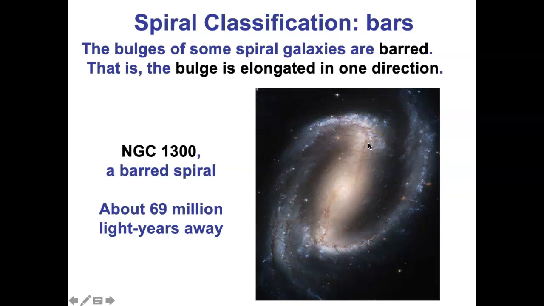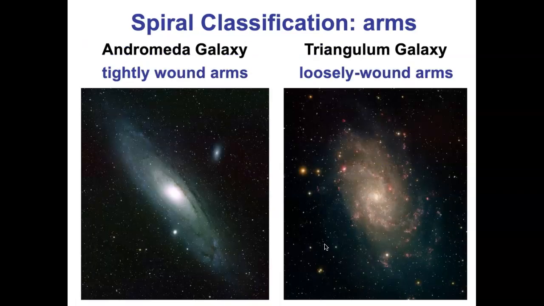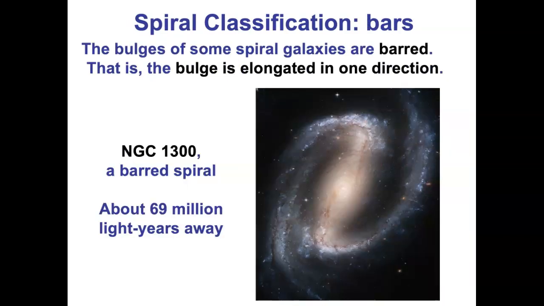So this is NGC 1300. Again, NGC is a different catalog, so it's number 1300 in the New General Catalogue, which is what NGC stands for. NGC 1300 is a barred spiral. In a barred spiral, the central bulge is elongated into this bar, whereas in Andromeda and Triangulum, the bulge is spherical. It's round. And so you could call this an unbarred spiral. That's a good way to say it. Unbarred, barred.